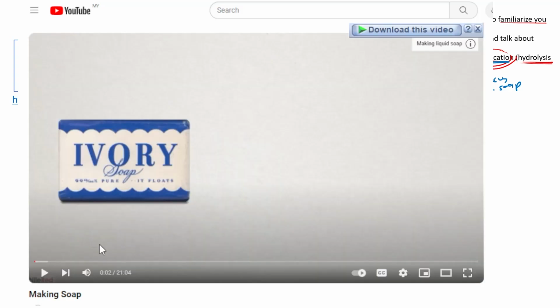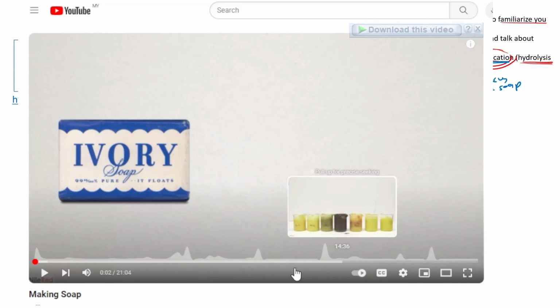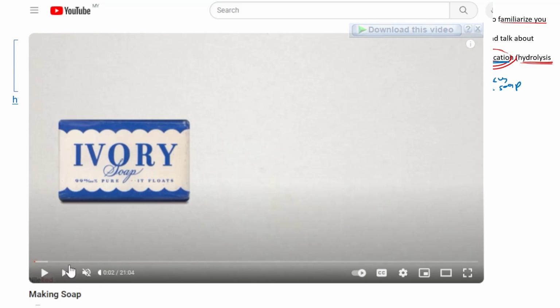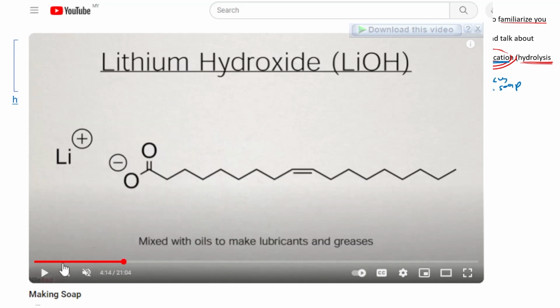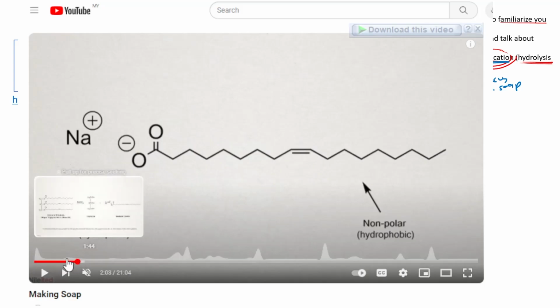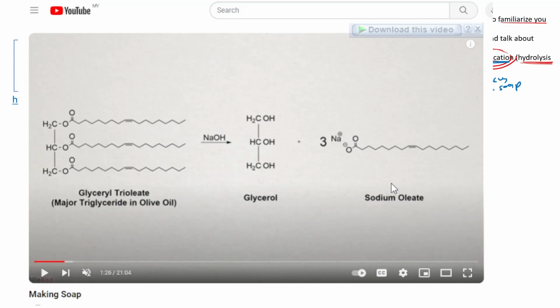You can watch the entire thing, but the one that I want to focus on, let me remove the sound first, is the mechanism. In the soap, they use lithium hydroxide, and they have something like this, what we call the fatty acid with the glycerol triolate. This is basically in the oil, olive oil. This is ester. If you look here, you have O, you have R, and then O, R.